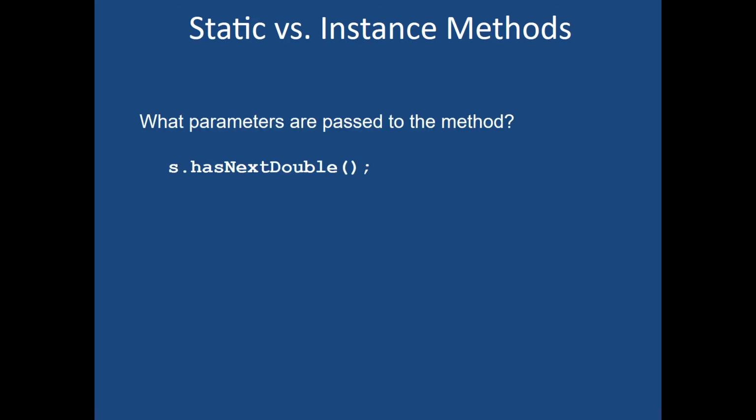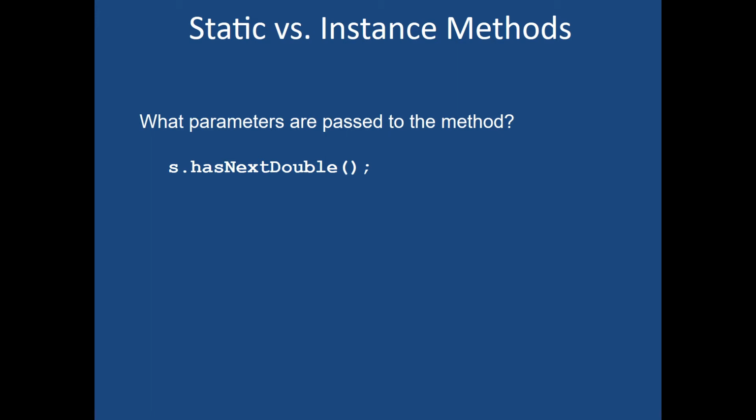Now, what about here? What parameters are being passed to has next double? Yeah. The object S. Okay, he said the object S. Now we're used to seeing the parameters in the parentheses, but we call S right there the implicit parameter. Because after all, if we just say has next double, we don't know what scanner we're asking about. There can be a million scanners out there.